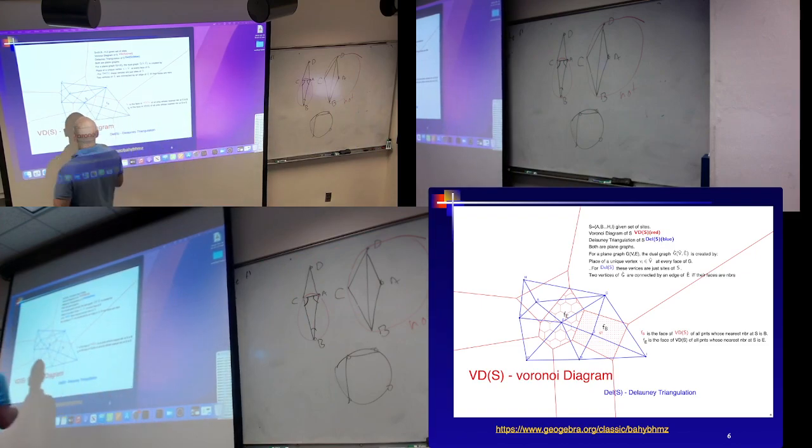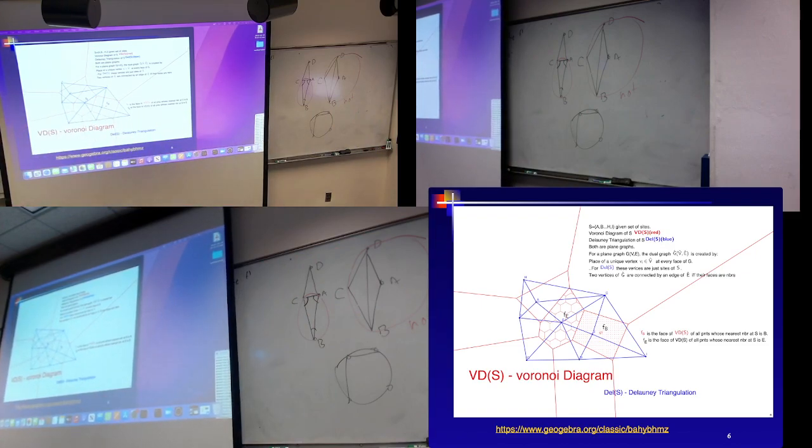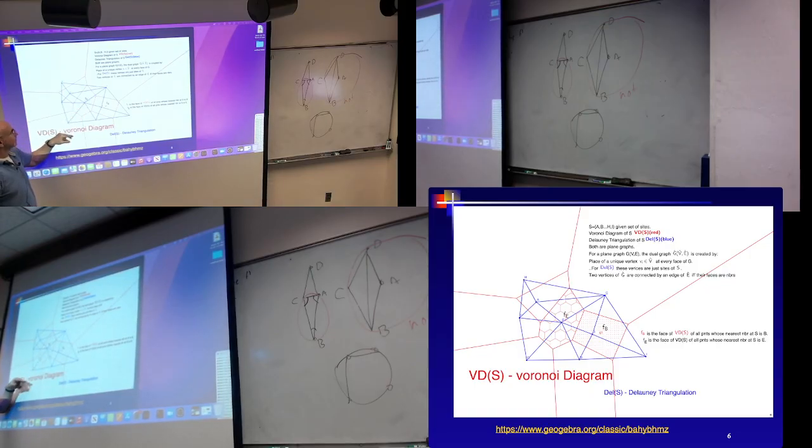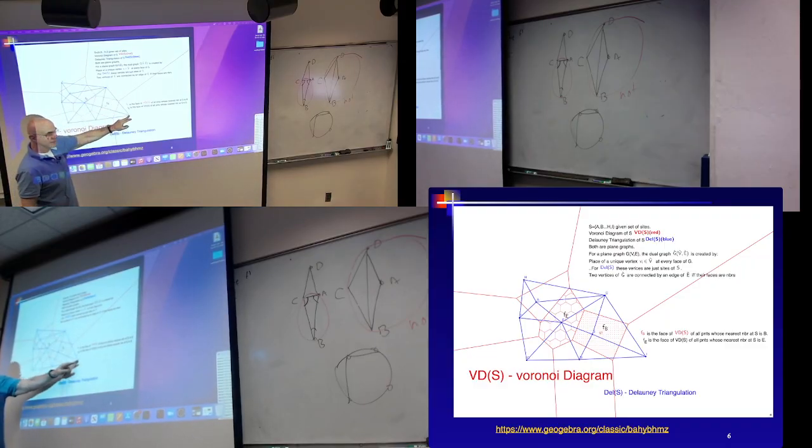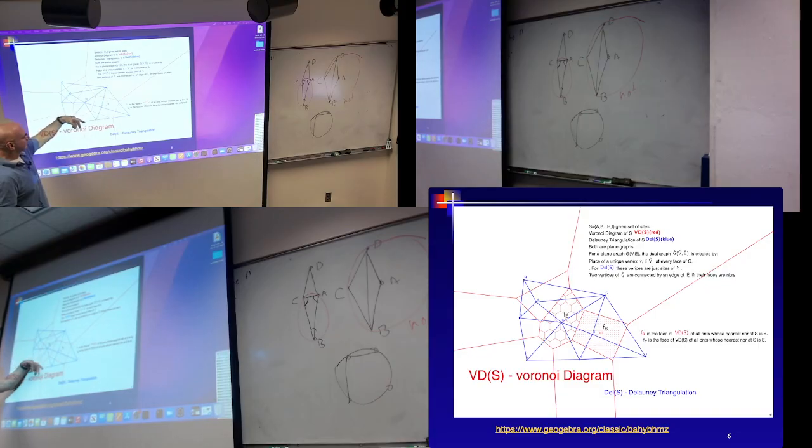So you have the set of hospitals or sites over here. H is 1, C is 1, F is 1. And I can look at their Delaunay triangulation, where you see in blue. I can also look at the Voronoi diagram that you see in red.